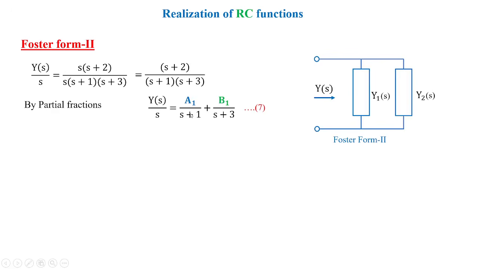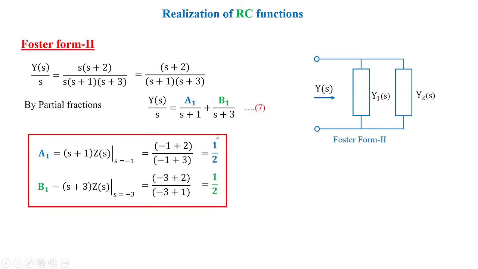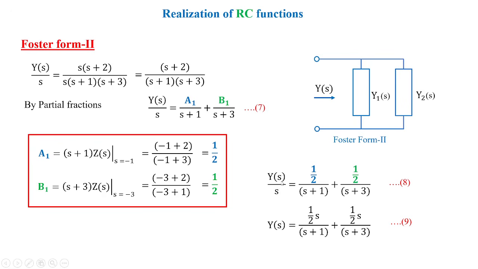Therefore, again we find the partial fraction values of Y of s by s, termed A1 and B1, obtained to be 1 by 2 and 1 by 2 respectively. Substituting the values, we get equation 8, and then Y of s is framed as (1 by 2)s by (s plus 1) plus (1 by 2)s by (s plus 3), equation 9.